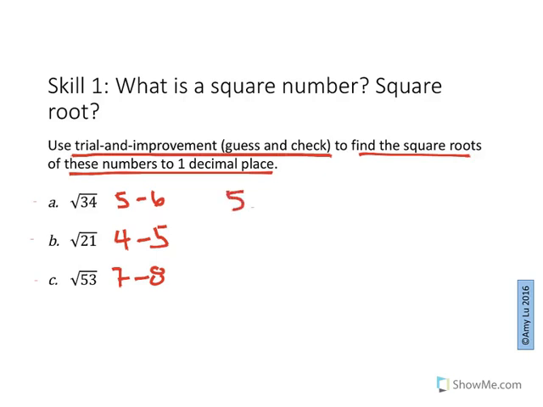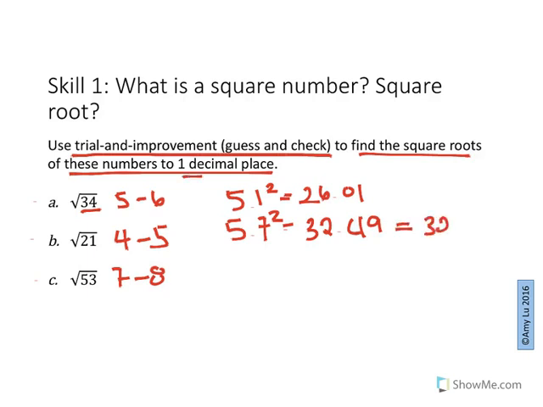So if I did 5.1 squared, that will give me 26.01. I think that's a little bit too far. Since I want the square root of 34, it seems like it's closer to 6. So maybe I'll try 5.7 squared. And if I do that, I'll end up with 32.49, or since it's to one decimal place, 32.5. It's getting closer, but I need to go a bit higher since it's 34. So maybe I'll try 5.8. I really only have a few choices before I get to 6, right?